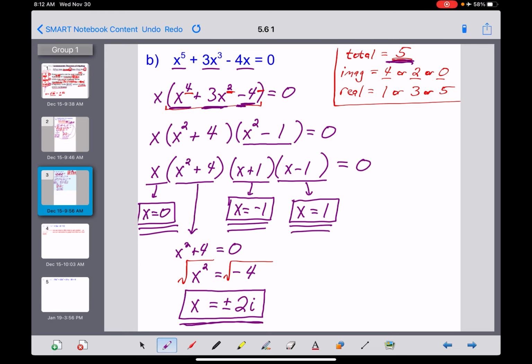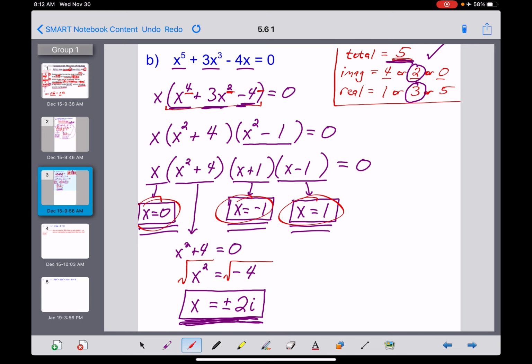So yeah, we did end up with 5 total zeros. How many of them were imaginary? We said it should be either 4 or 2 or 0. We ended up with, again, because of the plus or minus, 2 imaginary zeros, and that meant that we should end up with 3 real zeros, and we did. This one right here, this one right here, this one right here.